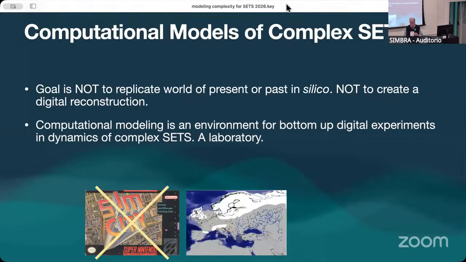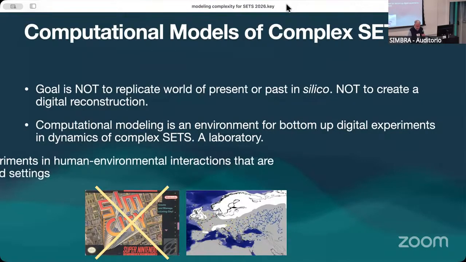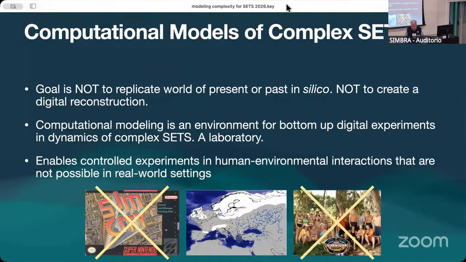But to create a laboratory for bottom-up digital experiments of complex social, ecological, technological systems, where we can begin to test ideas in new ways. And it allows controlled experiments on human-environment interaction that we can't do in the real world. We can't put a real survivor experiment out there and see what happens. For one thing, funding runs out after 5 years. And so you can't run it for 100 years to see what's going on.